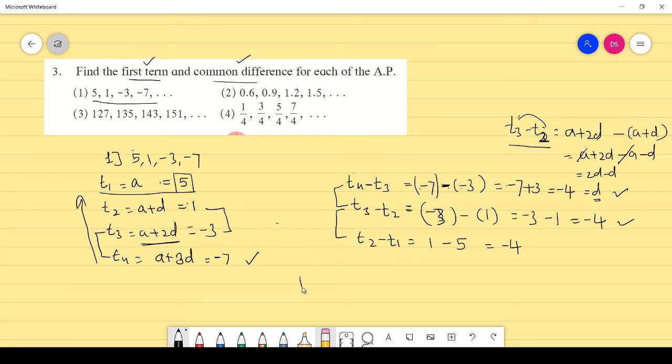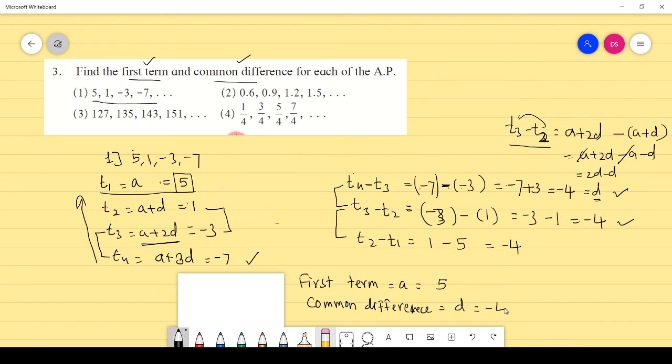So you can say that the first term a is equal to 5. And the common difference, what they ask you, first term and common difference itself. Because in the examination, if they ask you such a question, you need to write down completely, and at the last you need to mention every answer, right? D will be equal to minus 4. So this is the easiest way to solve the problem, right?